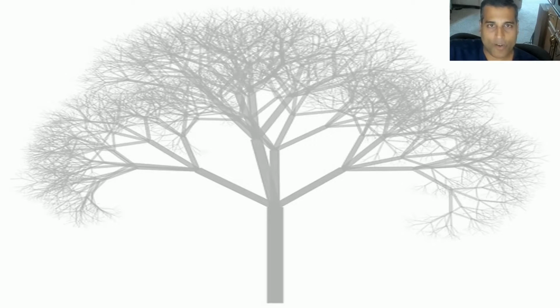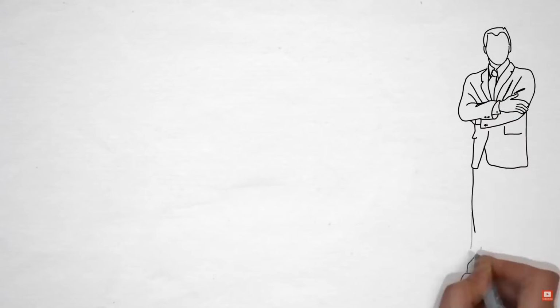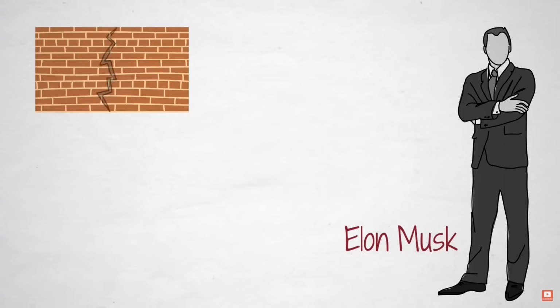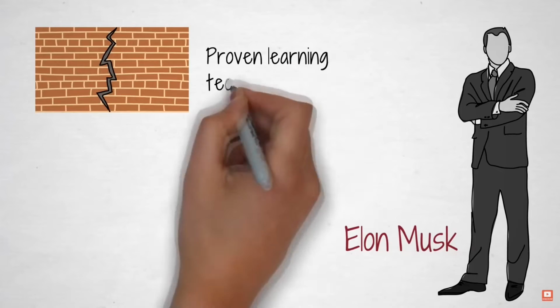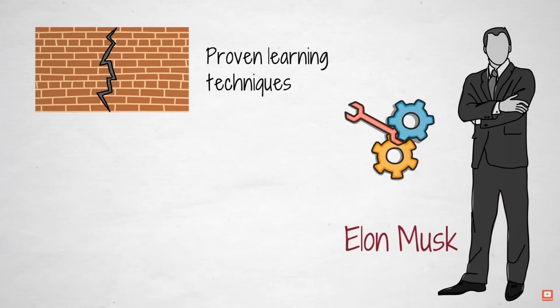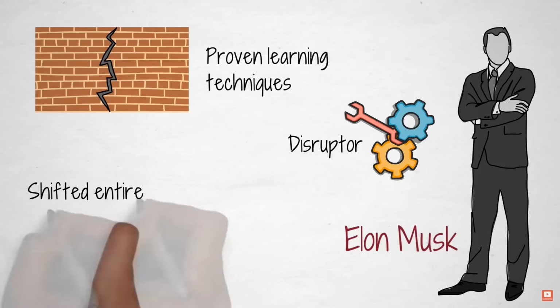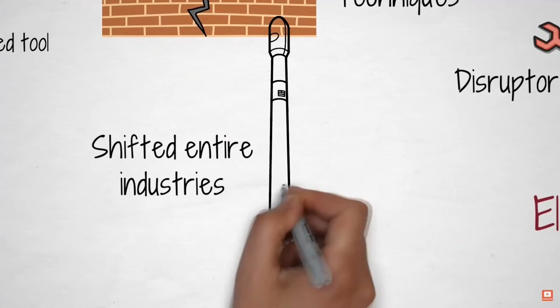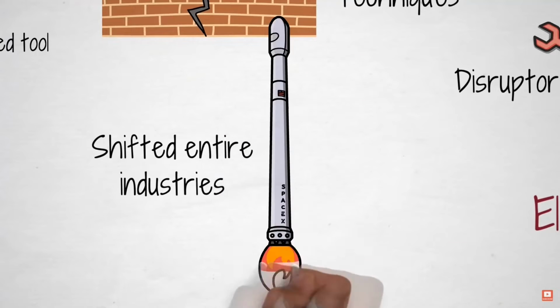Elon Musk has broken through that barrier with learning techniques that have proven successful not just once, but time and time again. A good argument could be made that Musk has leveraged his learning by becoming a disruptor. He and his companies have shifted entire industries, including the transportation sector, the energy sector, and the space sector. Here's how.